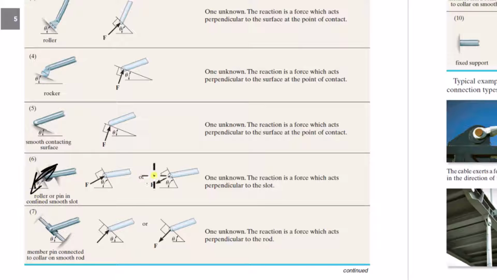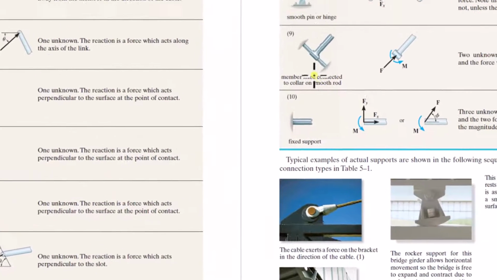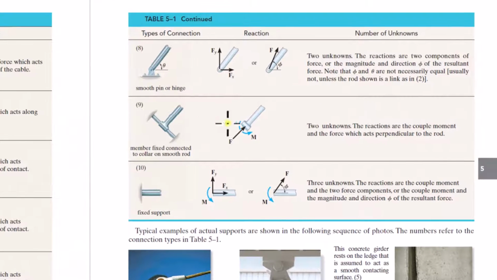Here, this is similar to the roller here, but because there's a pin here, there is no moment. But if we look here, there's no pin, so this can prevent rotation as well. So there's a moment here. Now, I'm not sure why they don't put an "or" here or a force in the other direction, right?